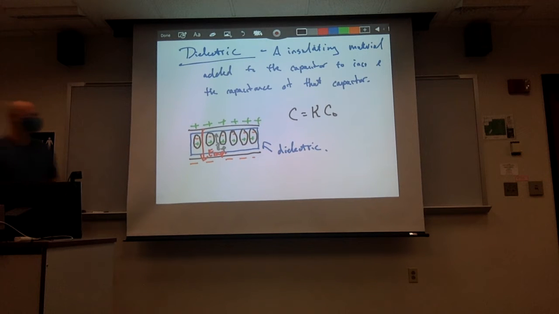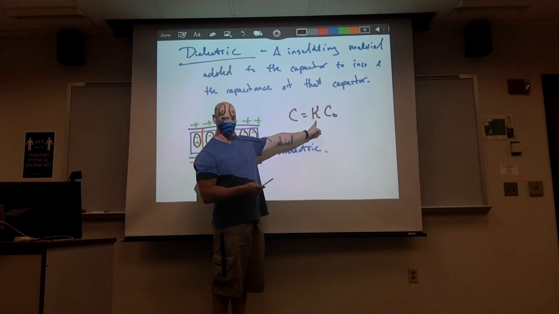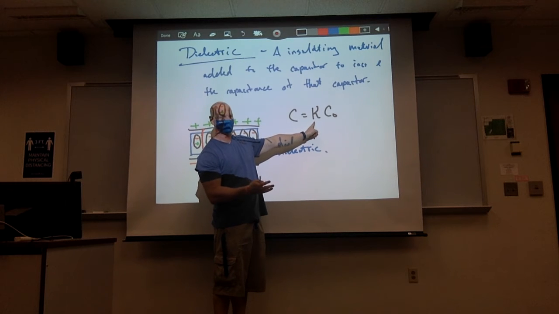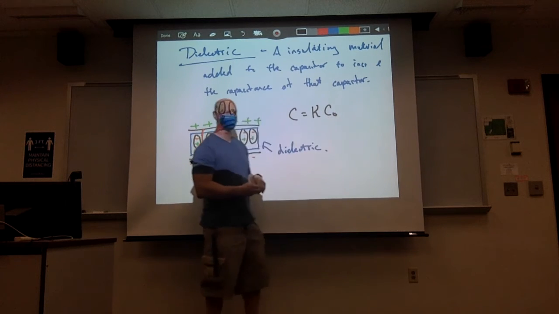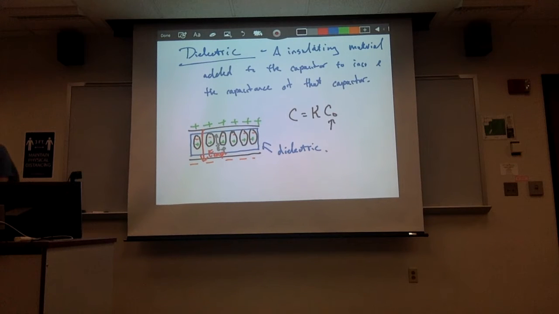So in this case, the new capacitance of my capacitor increases by kappa, which is another type of K. I'm going to try to make it look like a kappa, but it's a Greek K, right? Times the original capacitance of the capacitor. So C0 here is the original capacitance, and kappa here is what's known as the dielectric constant.